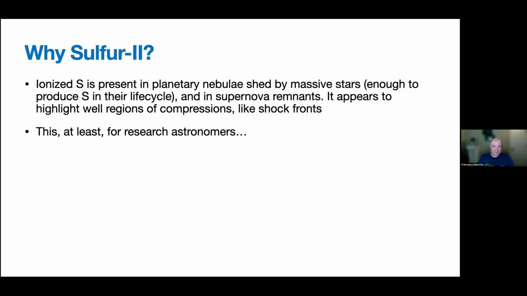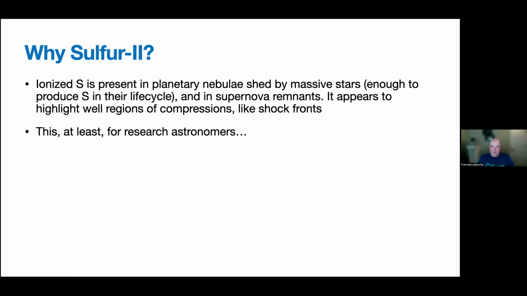And to whom? Well, ionized sulfur is present, as we said, in planetary nebulae, especially those that are shed by very massive stars. And they need to be big because they need to be hot enough at some point in their life cycle to produce sulfur. And in order to produce sulfur, they must have produced all of the other elements up to silicon. And of course, it's also present in supernova remnants, because a supernova produces essentially everything.